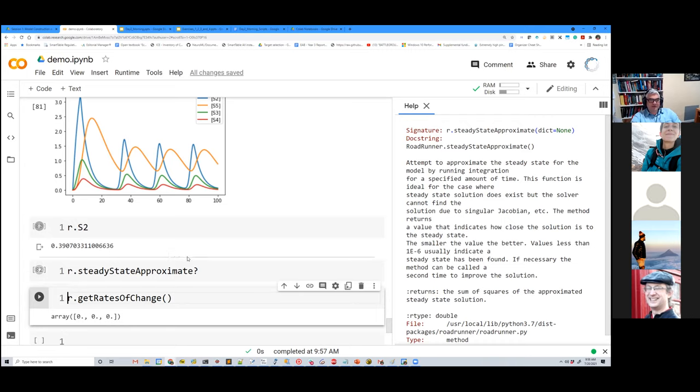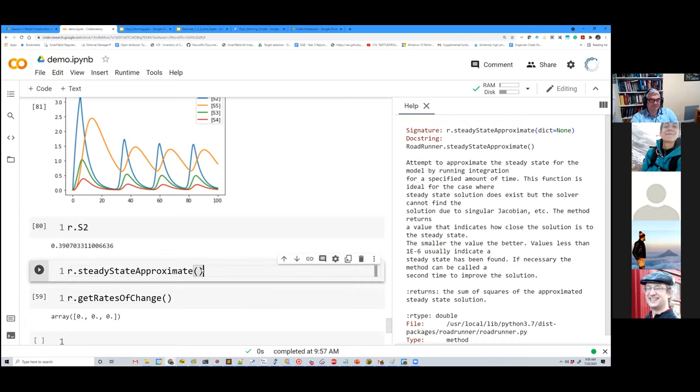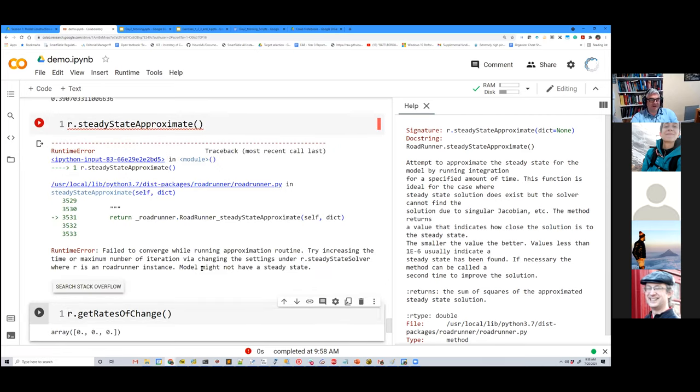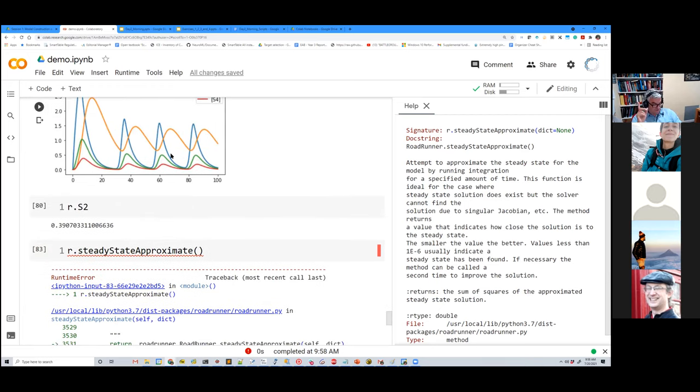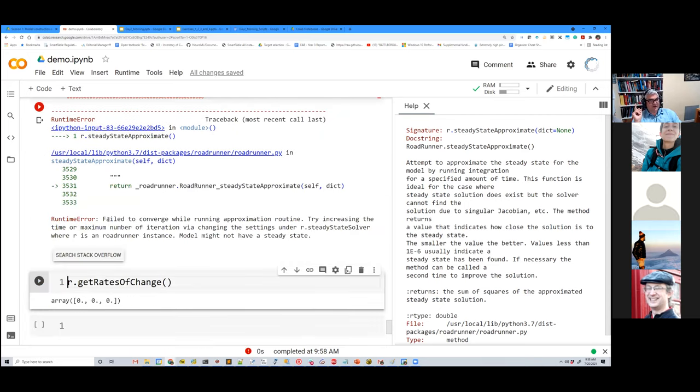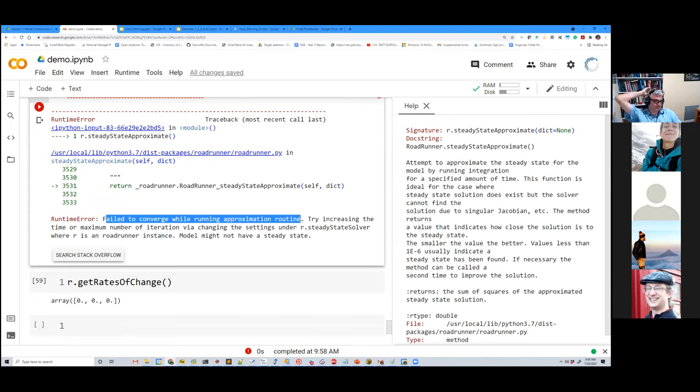I'm not sure what would happen if we tried it on an oscillator. Failed to converge. There we go. Oh, that's a decent error message. So it tried to find a steady state for this system using the time course integration, which it can't do because it's oscillating, and it comes back and says failed to converge while running approximation routine. All right, that makes sense.